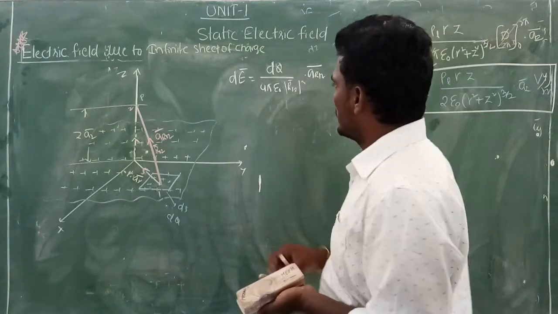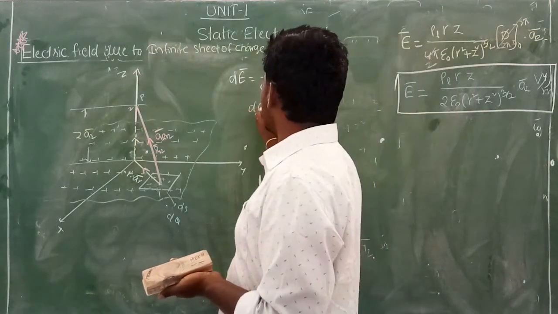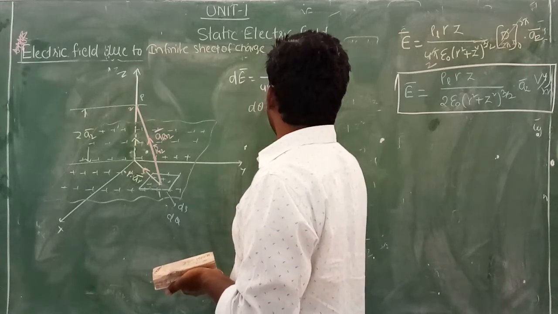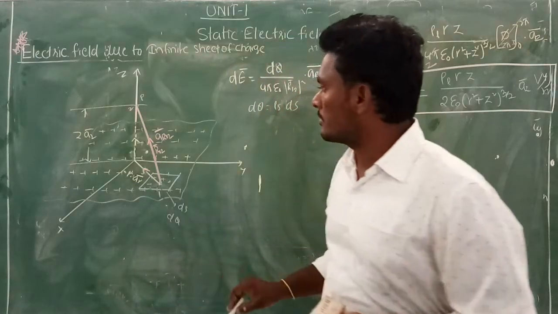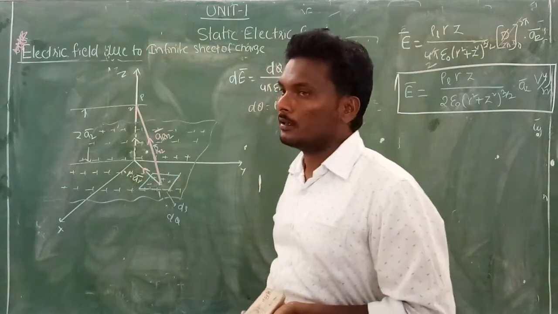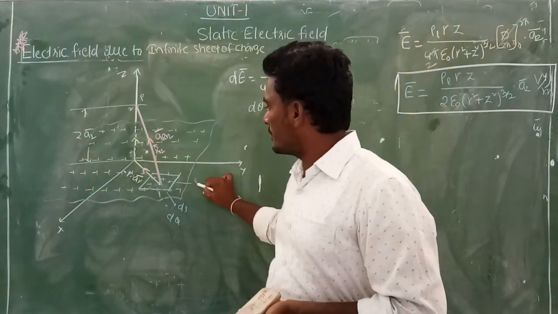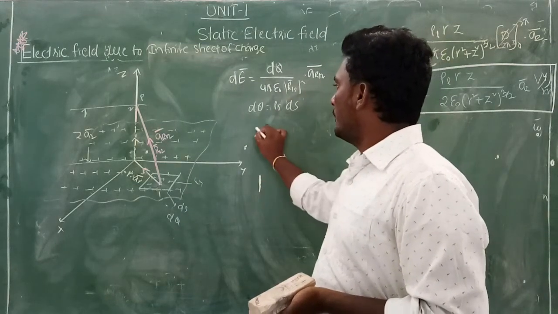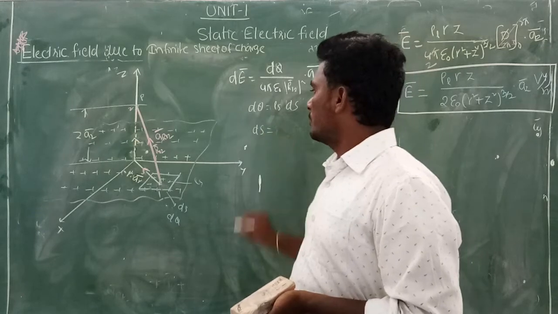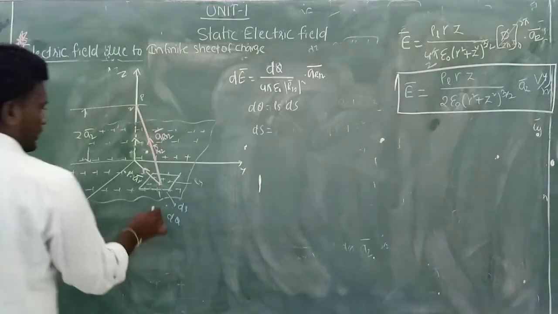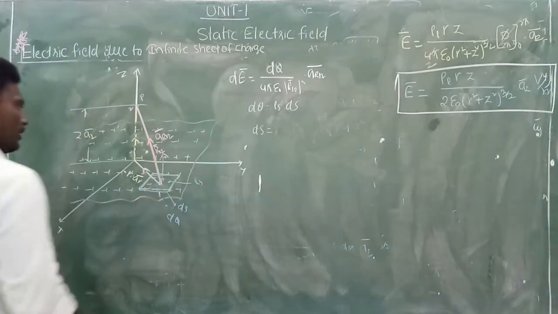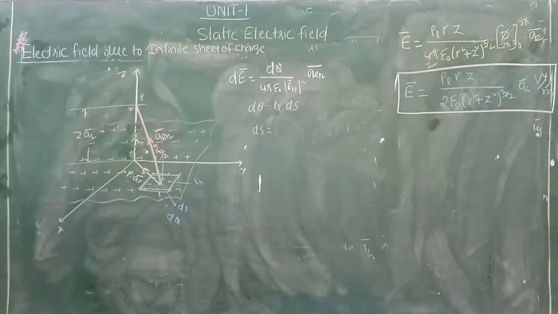So what is dQ here? Here dQ is rho s into ds. Why? Because there is a surface charge density here, so it has the surface charge density rho s. So dQ is equal to rho s into ds, where ds is the differential surface. Now this differential surface area, is it in the direction of the z axis, x axis or y axis? It is in the direction of the z axis.